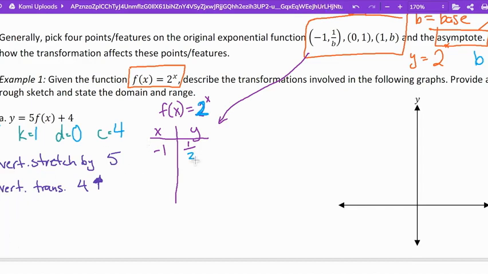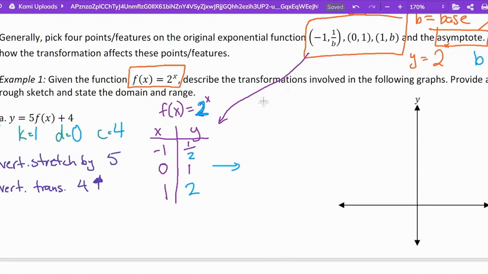The next point is 0, 1. Remember we saw yesterday that the y-intercept is always 1 unless we're going to have a stretch or a vertical translation. And then the next point is 1, b. So if x is 1, y is going to be b, which is 2 in this case. Now, we're not going to graph the original function. We've already done that in our head. What we're going to do is figure out the mapping notation to find the transformed function.